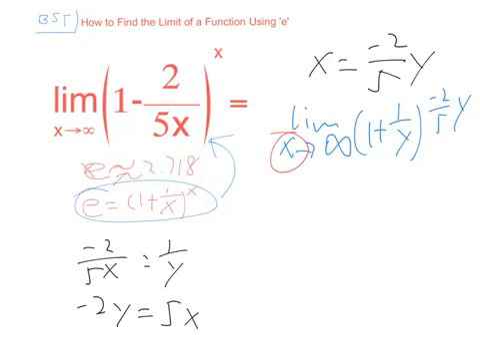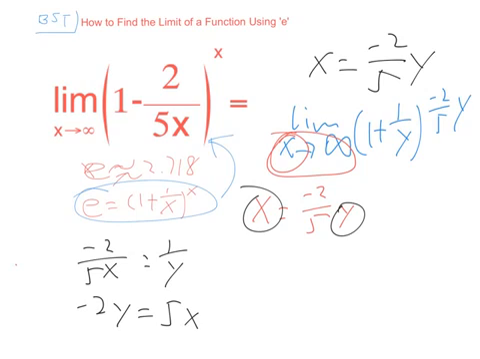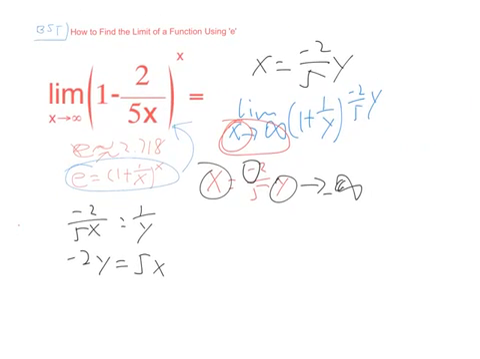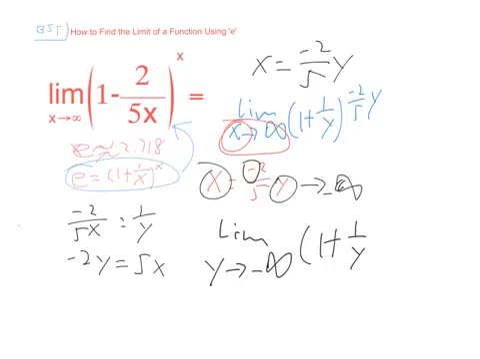And how am I going to be finding the limit as x approaches infinity? That's easy because x equals negative 2 over 5y. And as x approaches infinity, we know that y approaches negative infinity, because there's a negative sign here. So we can further rewrite the equation to the limit as y approaches negative infinity of (1 plus 1 over y) to the negative 2 over 5y.